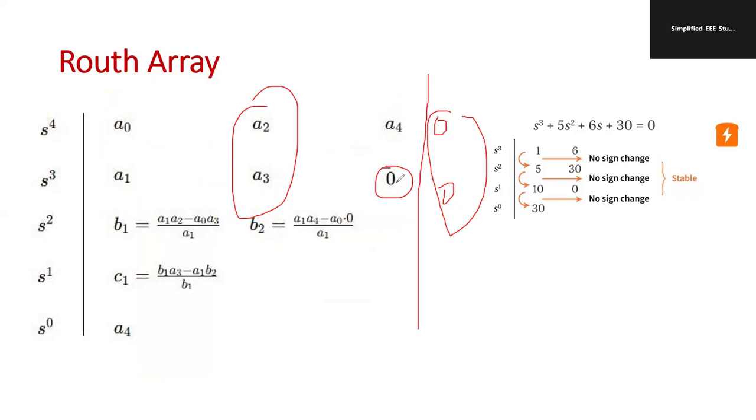So how to calculate this particular element? It is very simple. Assume that you are deleting this column. Then A3 into 0 minus 0 into A2, divided by A3. Ultimately, what is the value? It will be 0 only. I hope you understood. So this is the way to formulate the Routh array.